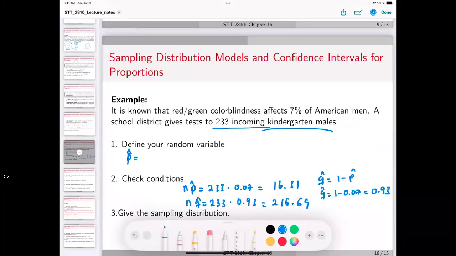And then when you look at both of them, they are more than 10. Does that make sense? So those conditions are also satisfied. Now the next question says that what?